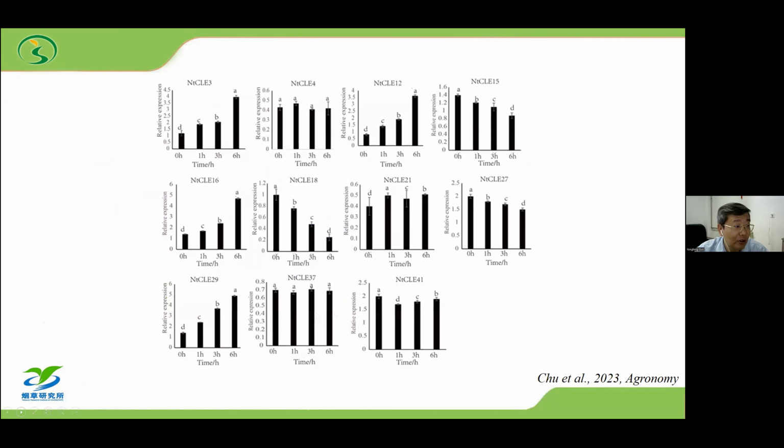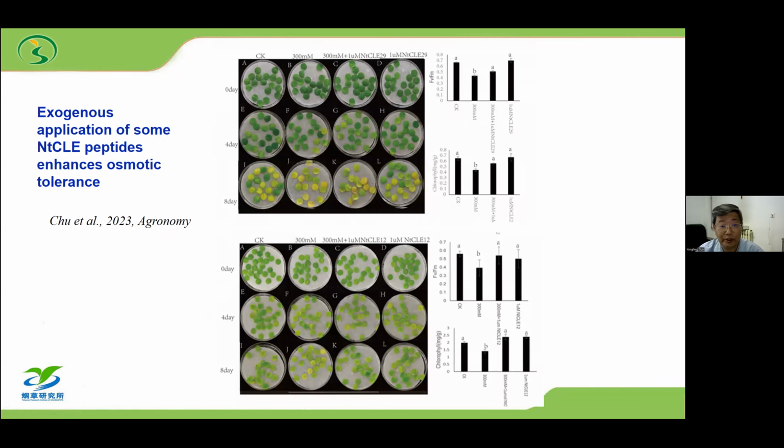We also did the analysis of gene expression change after, I think this is, salt treatment. Yes, salt treatment. Some of them have increased expression, like CLE12 and CLE29, but some of them have the opposite change in expression. So some of them are activated, some are inhibited in terms of transcription.